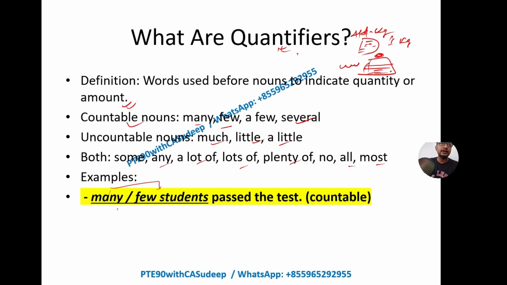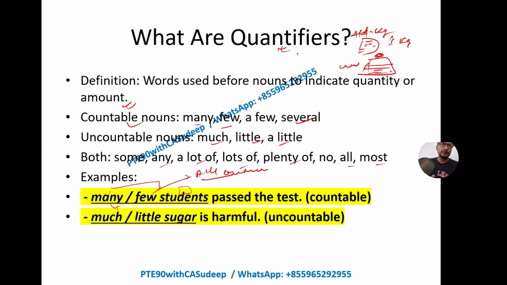So "many or few students pass the test." Student is a countable noun. Many and few you can use for all countable nouns. Remember, all countable nouns. Another example could be "much or little sugar." Sugar is an uncountable noun, right? So much or little can be used for all uncountable nouns, for example sugar, water, hair, sand. All those are uncountable nouns, so you can use much or little.